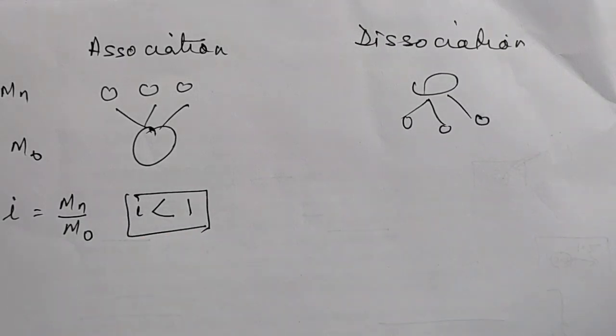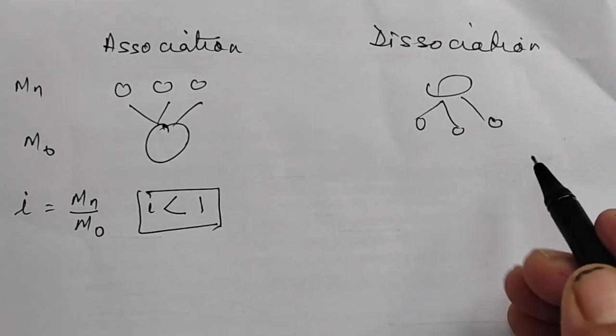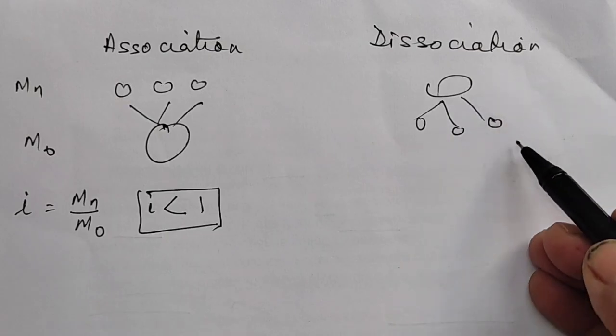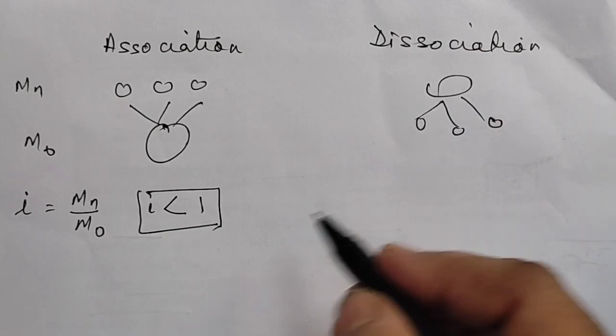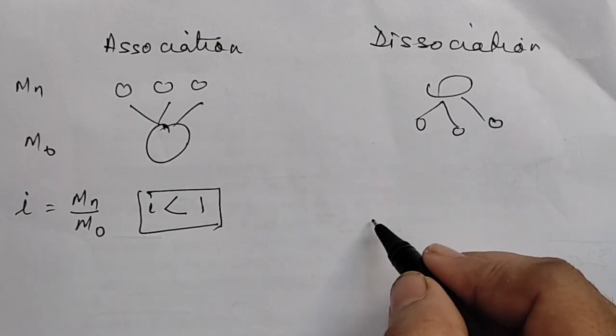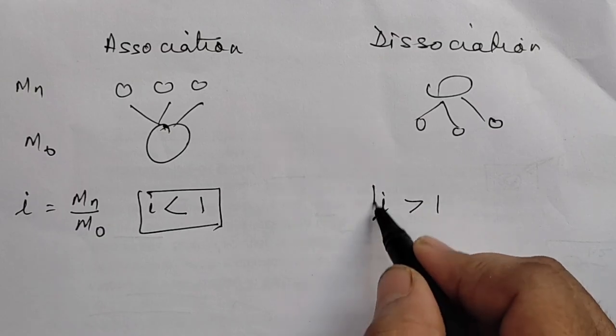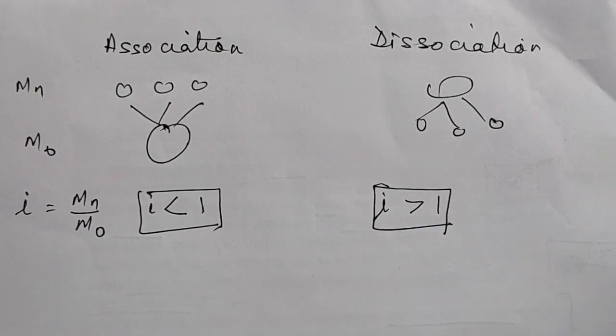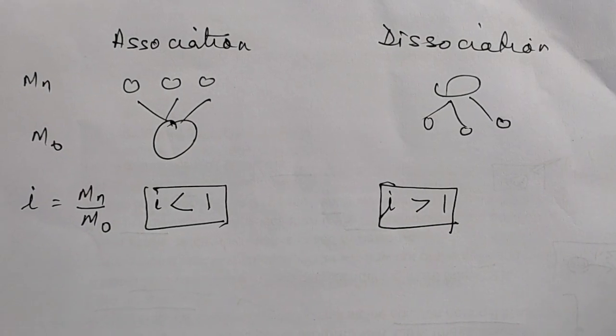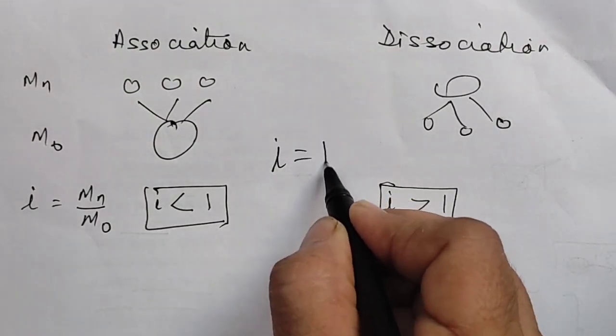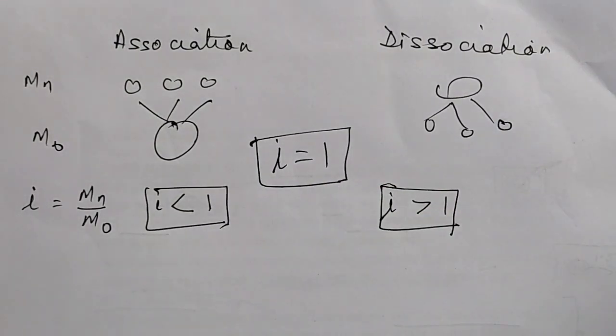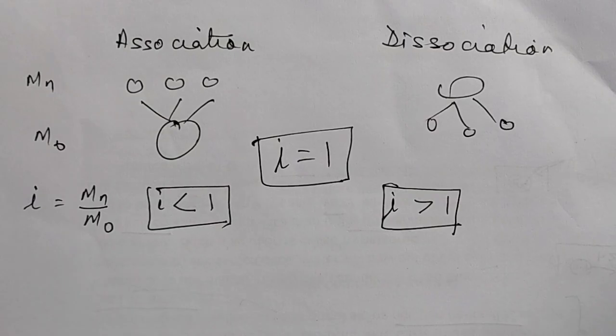And in dissociation, what will happen? This is normal mass and this is observed. Observed mass is less, or normal is more. So in dissociation, i is greater than 1. In case there is no association or dissociation, children, in that case, i will be equal to 1. So usually we do not consider i if there is no association or dissociation. But in case a compound undergoes association or dissociation, we have to include this Van't Hoff factor.